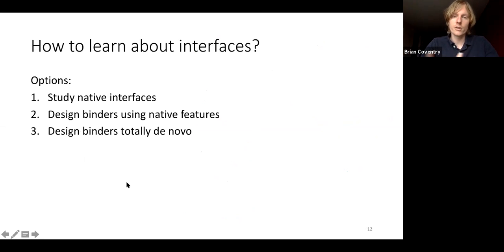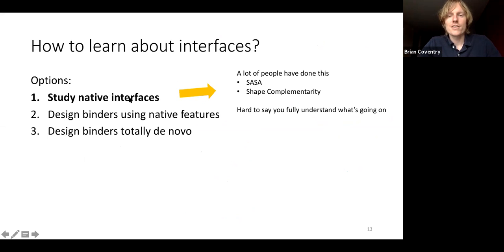Well, historically, we've had these three options, really. You can either look at native interfaces, you can steal native interfaces, or you can start from scratch. There's probably a 2.5 in there somewhere. But the problem here is if you study native interfaces, a lot of people have done this, so unless you have new data, it might be replicated work.